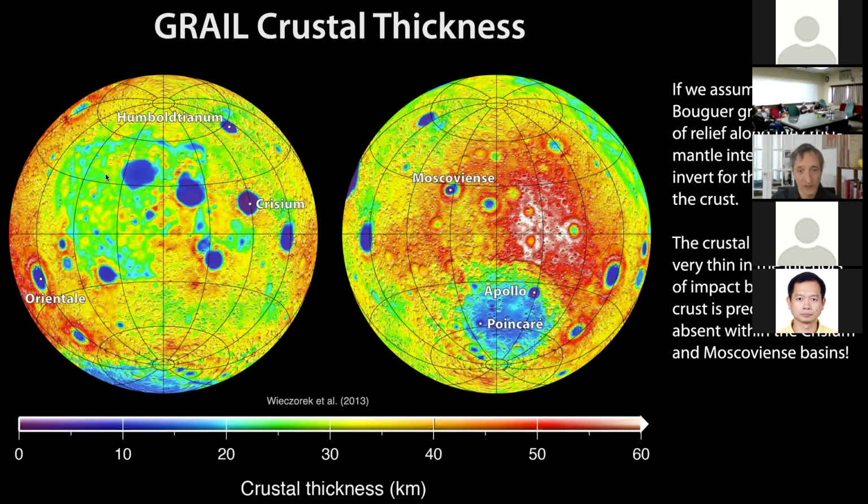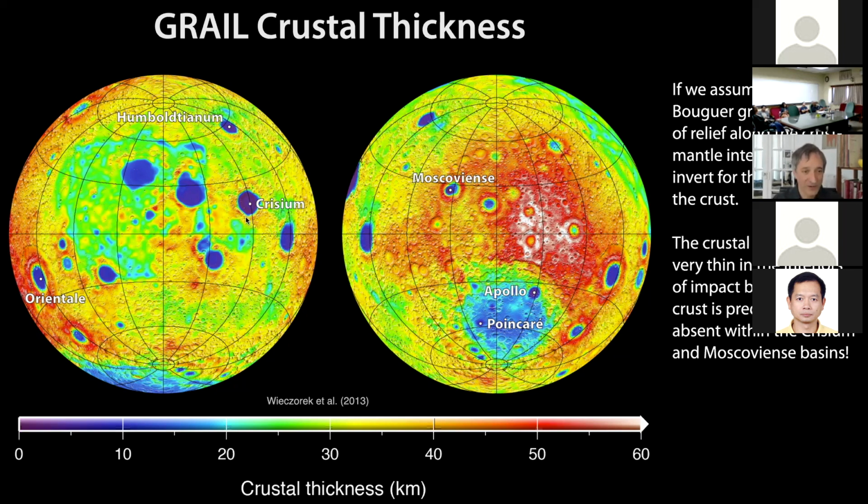In general, what we see is that wherever you have an impact basin, the crust of the moon is thin. And this is not surprising because when you form a large impact, it's in essence a big explosion, and you dig up lots of materials from the crust and then throw them out over the surface of the moon. And this thins the crust in the process.